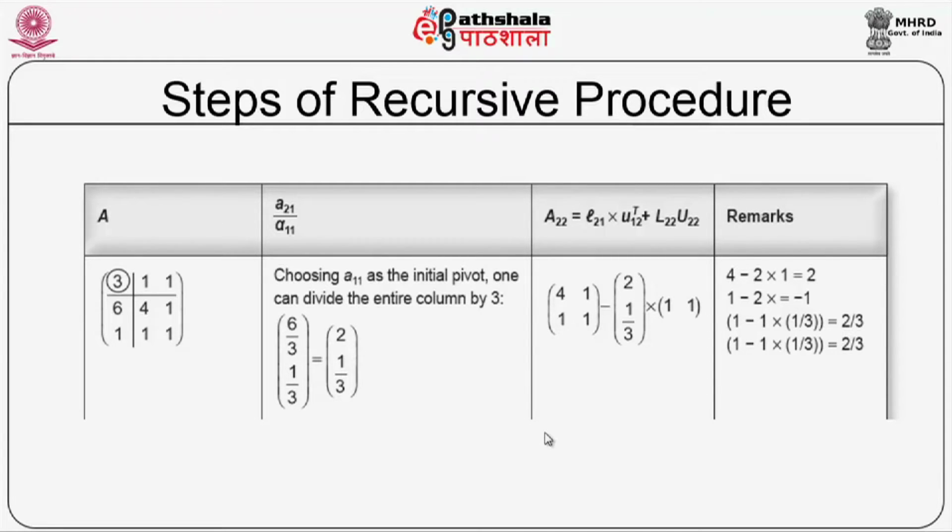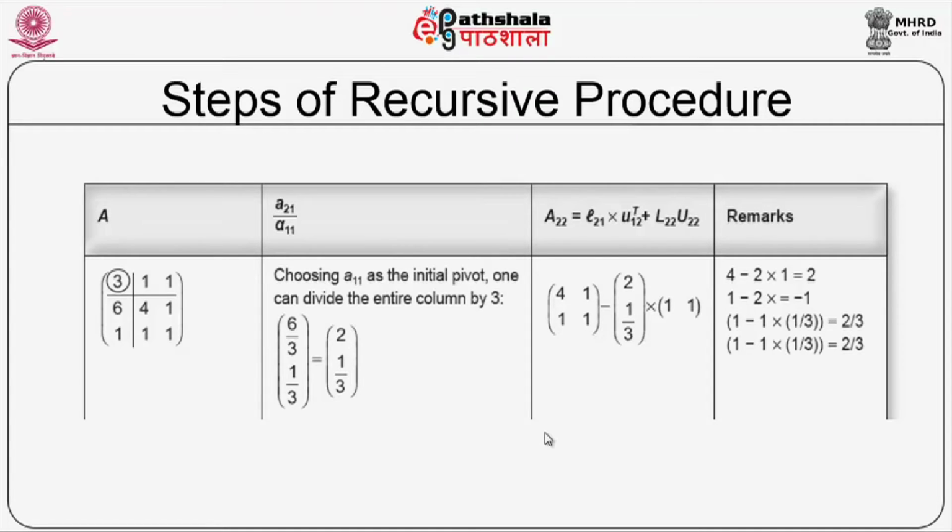So, that means you can see, as illustrated in the second column of the table, that A11 is chosen as the initial pivot, and the entire column is divided by 3. So, you can see that 6 is divided by 3 to give 2, and 1 is divided by 3 to give 1 by 3.